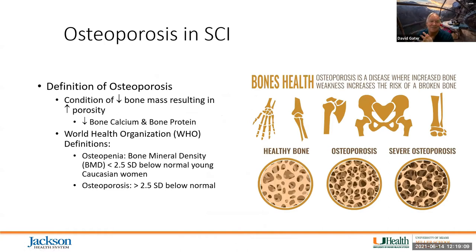Osteoporosis, what is that? This is the condition of a reduction in bone mass resulting in increased porosity. So basically, instead of having a nice, healthy bone with a lot of calcium and phosphorus in it, you see, in osteoporosis and severe osteoporosis, a very, very brittle bone, very porous bone. And that reflects a reduction in bone calcium and bone protein. The World Health Organization definitions for osteopenia and osteoporosis are listed here. Osteopenia is bone mineral density that is less than 2.5 standard deviations below normal.